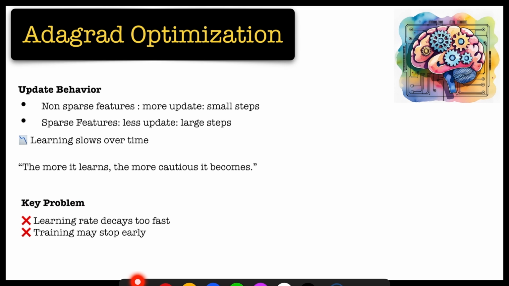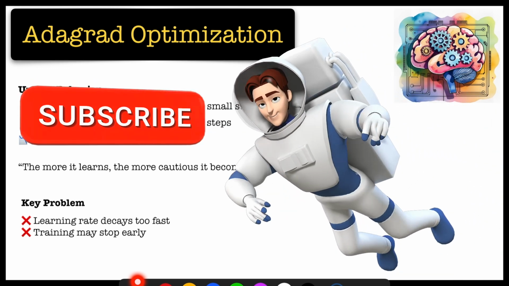The key problem with AdaGrad is that the learning rate decays too fast. The training may stop early. So though AdaGrad comes with a very intuitive approach, different learning rates for different features, different weight parameters, so it tries to solve this basic problem of a fixed learning rate, it still sees the learning rate decay problem for non-sparse weights, basically non-sparse features, and training may not converge. So that is one limitation we have with AdaGrad that we'll try to solve in our next optimizer called RMSProp.